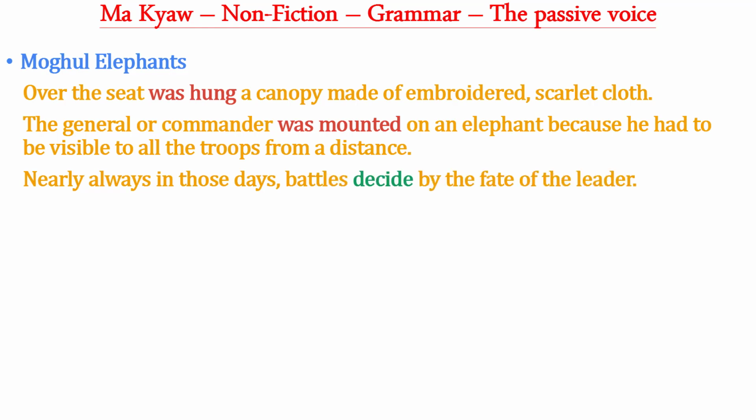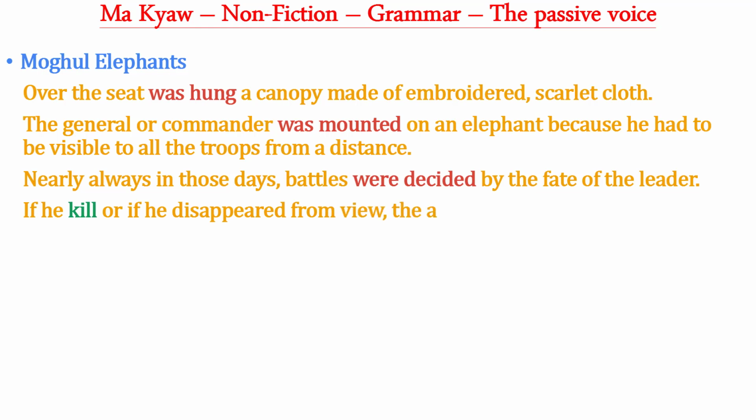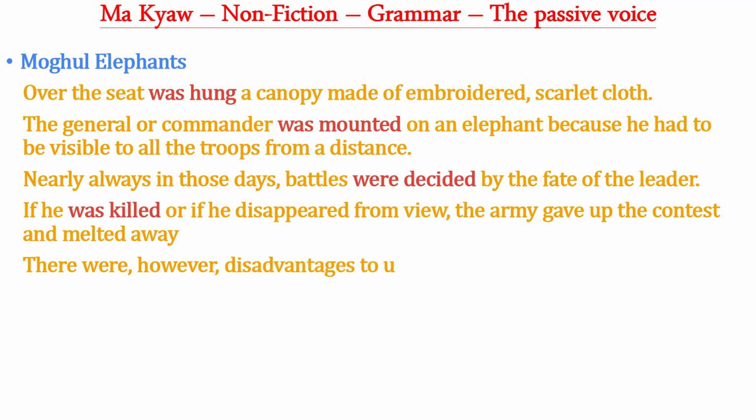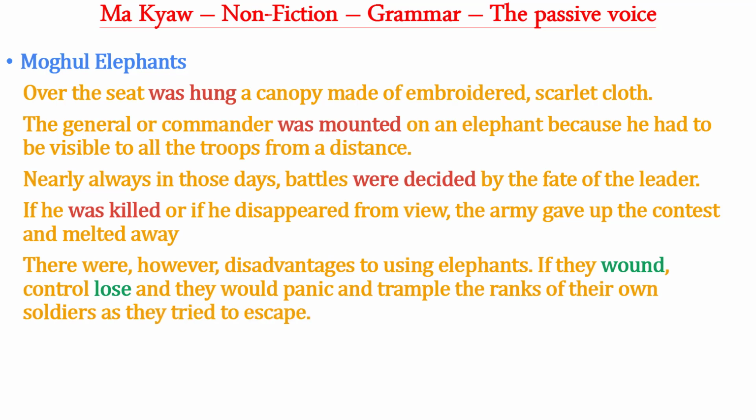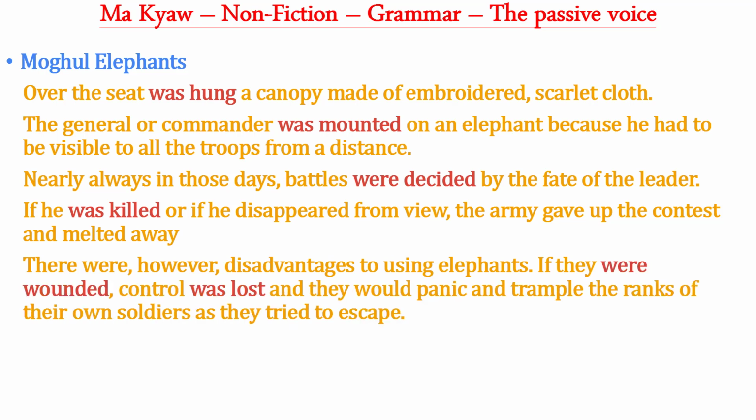Nearly always in those days, battles were decided by the fate of the leader. So instead of decide, we will use were decided. If he was killed or if he disappeared from view, the army gave up the contest and melted away. So the word kill will be replaced by was killed. There were, however, disadvantages to using elephants. If they were wounded, control was lost, and they would panic and trample the ranks of their own soldiers as they tried to escape. So the word wound will be replaced by were wounded and lose will be replaced by was lost.